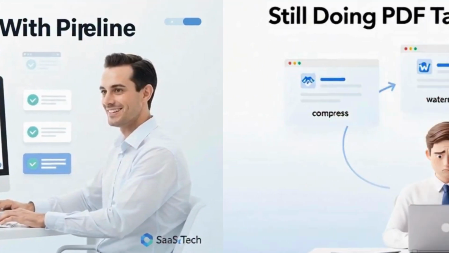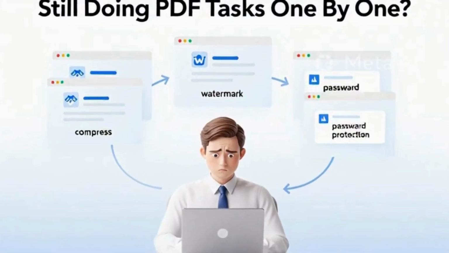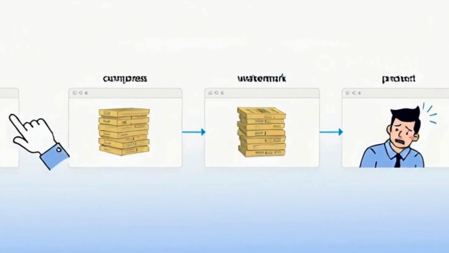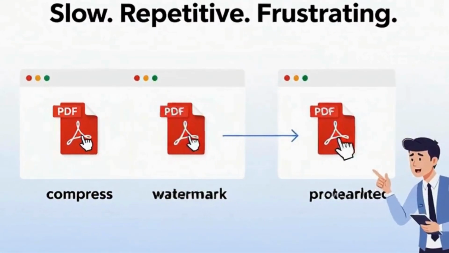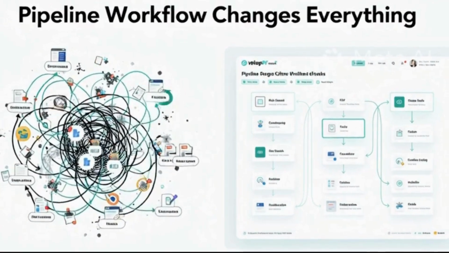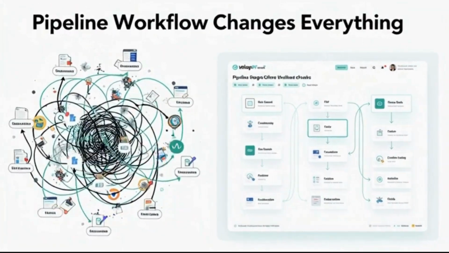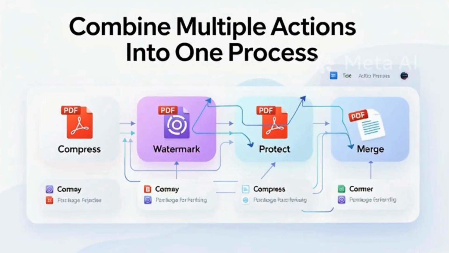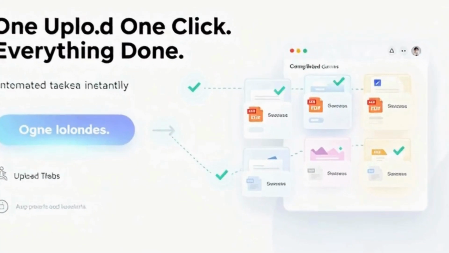saving serious time. Most people handle PDF tasks one by one. You compress a file, then go back and add a watermark, then open another tool to protect it with a password. It's slow, repetitive, and honestly, frustrating. VelaPDF's Pipeline Workflow completely changes that. Instead of jumping between different tools, you combine multiple actions into one single automated process. One upload, one click, everything done.